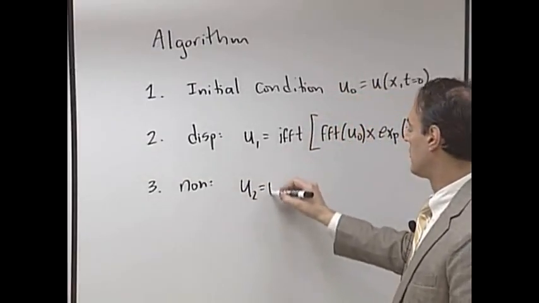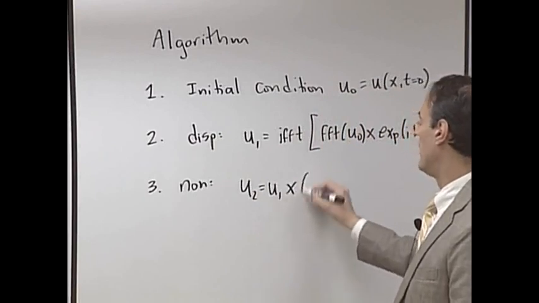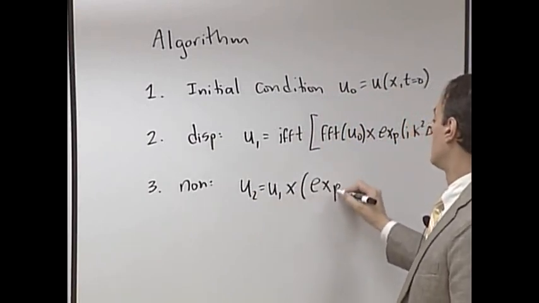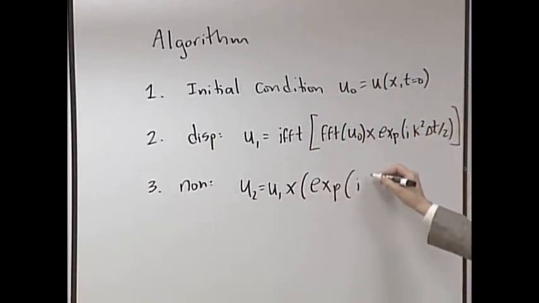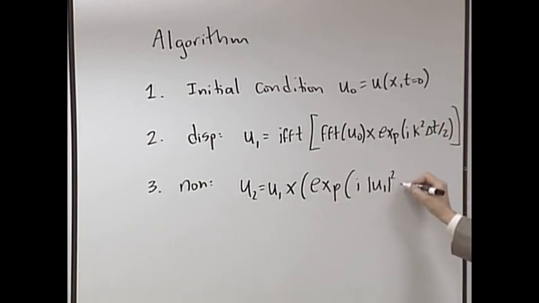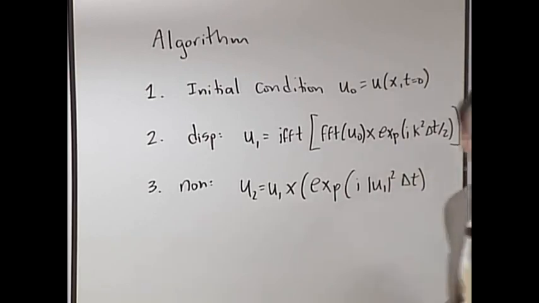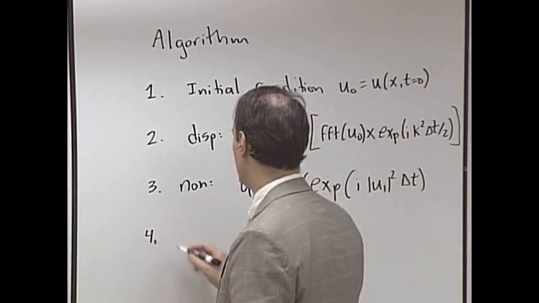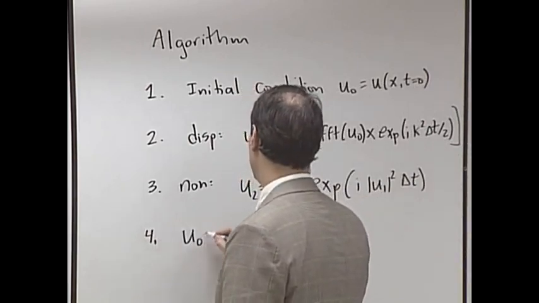u2 now is you just take this u1 and multiply it by exponent i u1 squared delta t. Okay? This is the exact solution to this thing. And I've taken advantage of that. 3. Step 4, I guess. Then you just say, all right, u naught is equal to u2.